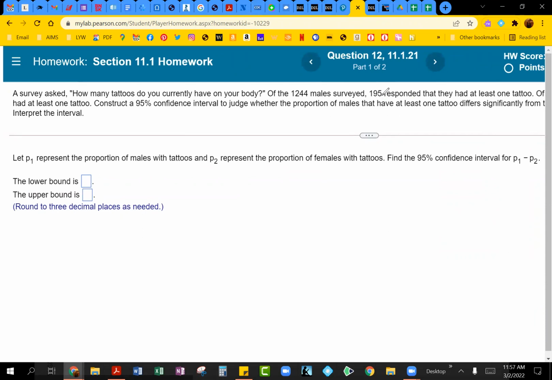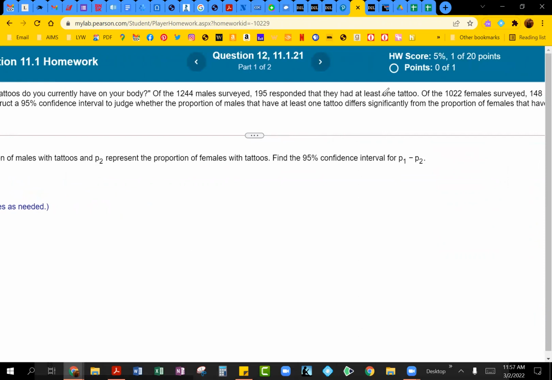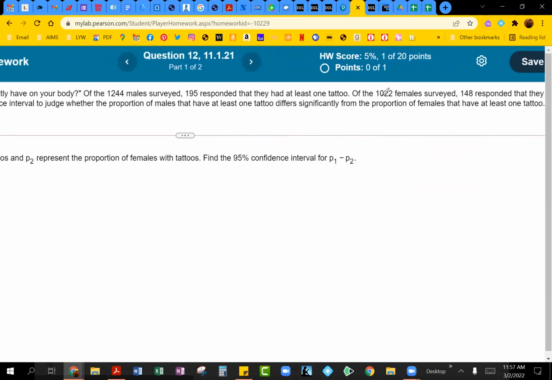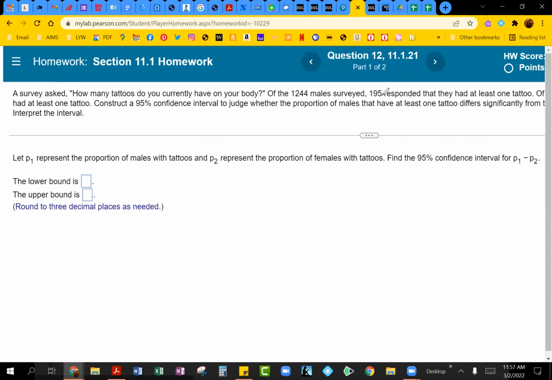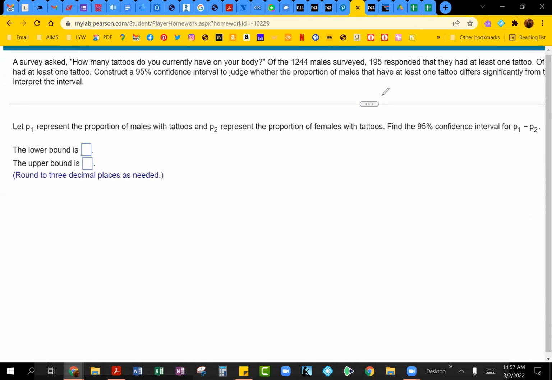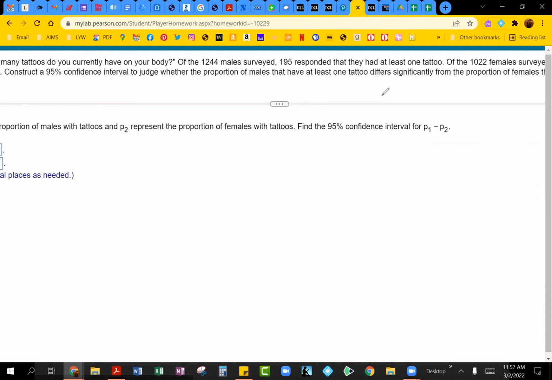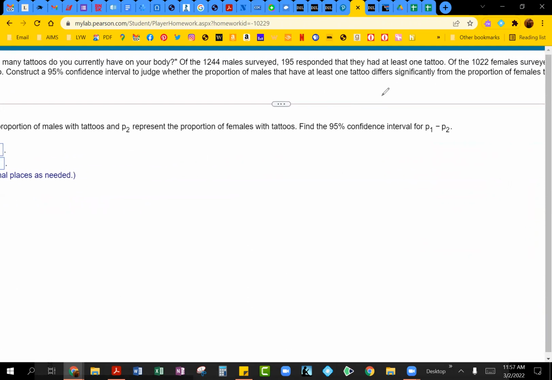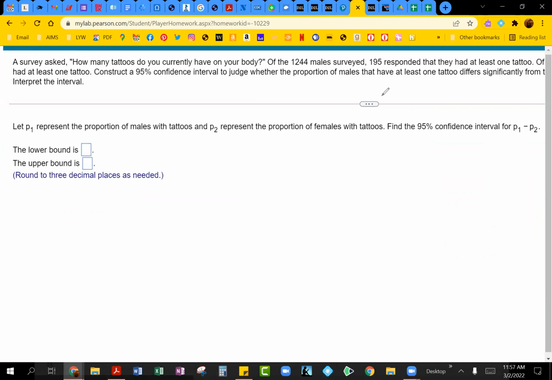This one, you can see they're asking us to construct a 95% confidence interval to judge whether the proportion of males that have at least one tattoo differs significantly from the proportion of females who have at least one tattoo, and then of course interpret that interval. So again, you can see they're saying let P1 represent the proportion of males with tattoos, P2 would represent the proportion of females with tattoos, and then they're asking us to find the 95% confidence interval.